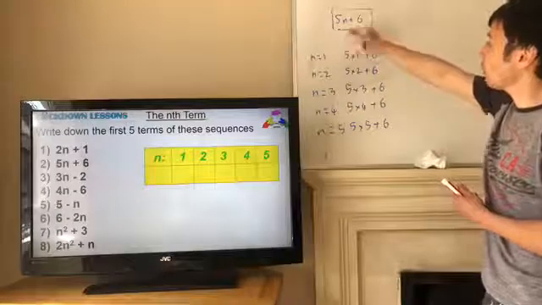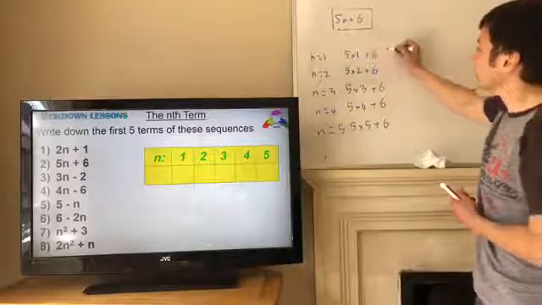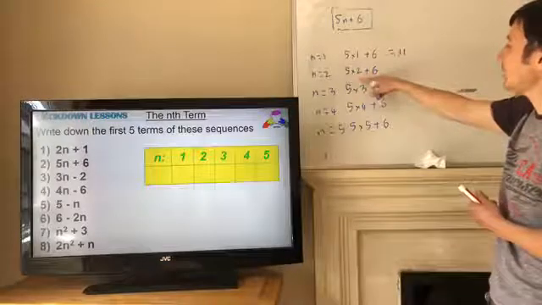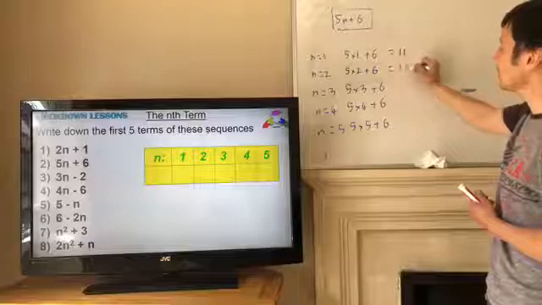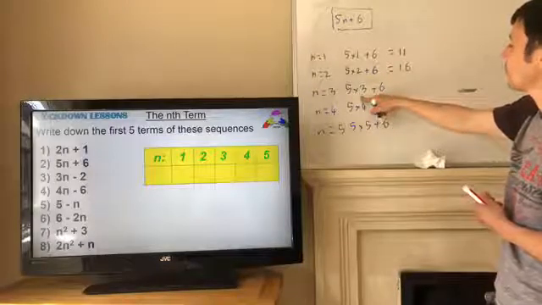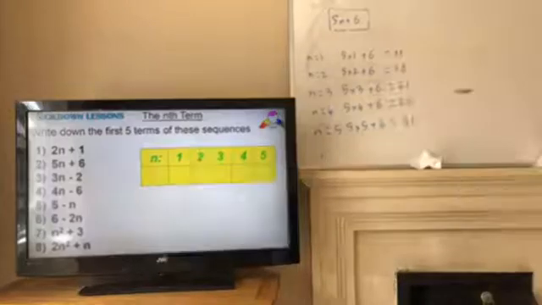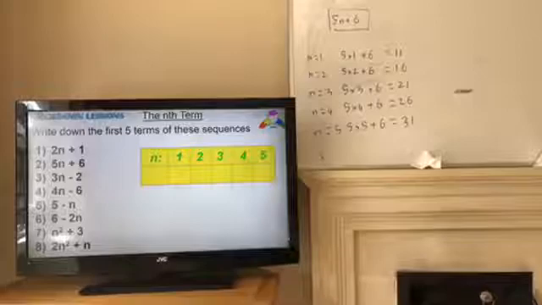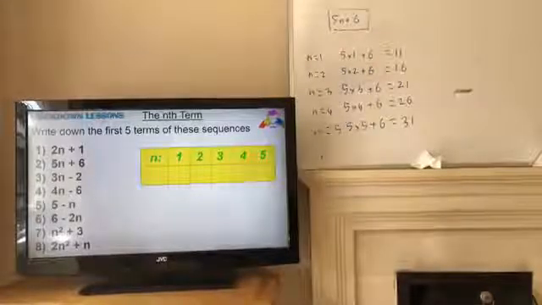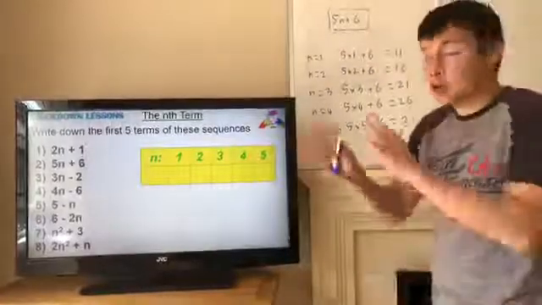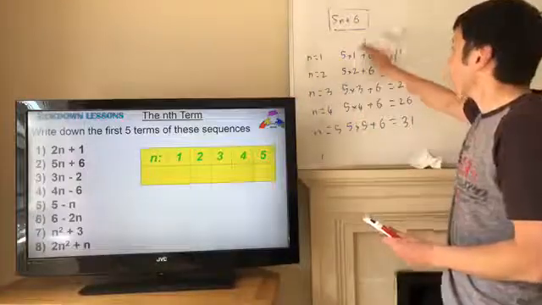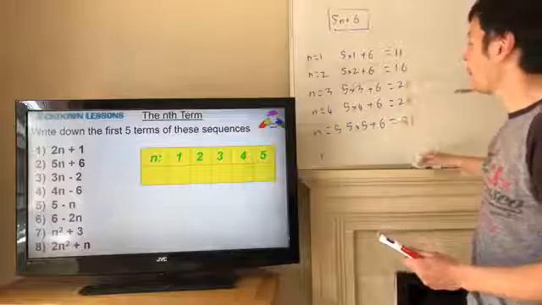So 5 times 1 is 5, plus 6 is 11, 5 times 2 is 10, plus 6 is 16, 5 times 3 is 15, plus 6. Okay, you don't use a table for each one at all, you can just write them down. So 5n plus 6 were the answers for the first one there.